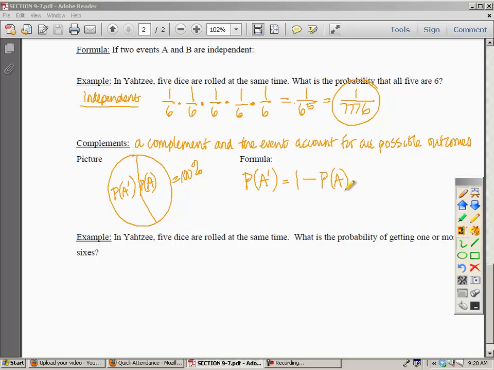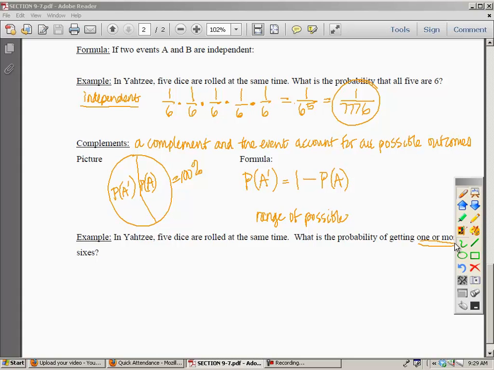Now again, this is important when we're doing, I think the easiest way, a range of possibilities, like an at most or an at least type thing. This is normally the easiest. Let me show you an example. When you're dealing Yahtzee, 5 dice get rolled at the same time, right? What's the probability of getting 1 or more 6s? Because I'm dealing with a range of possibilities, it's easier to do a complement.